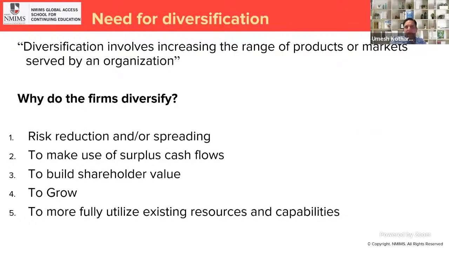Why do you want to diversify? You would typically want to diversify because you want to expand into unknown territories. You want to expand into international markets from the national markets. And that's because you want to reduce your risks and you want to promote growth. Hence, you want to diversify.